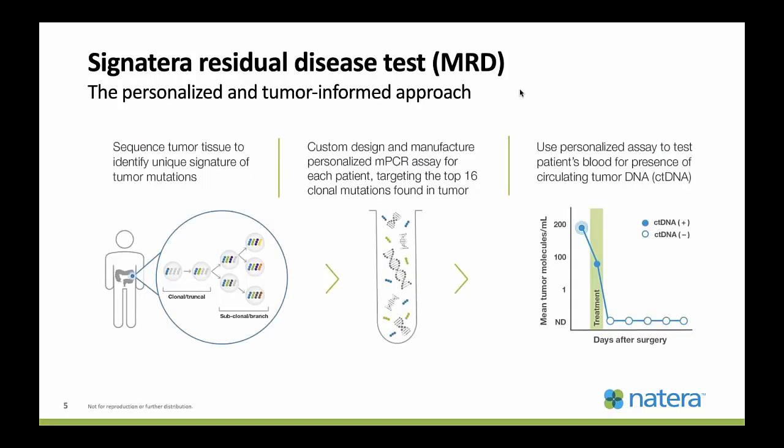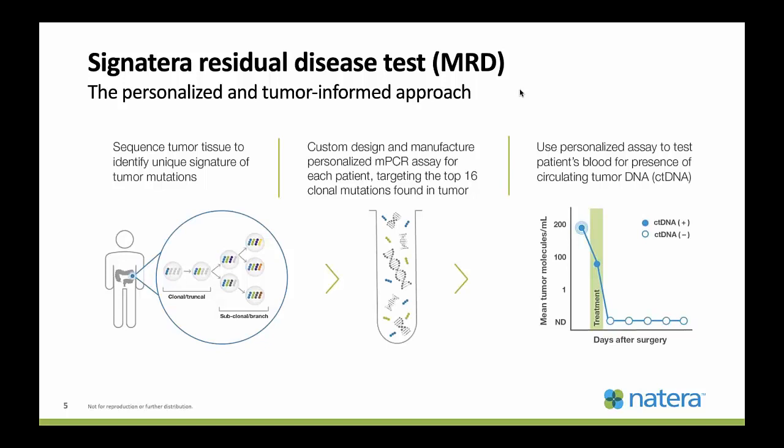In order to achieve this unique, personalized, and tumor-informed approach with Signatera, a sample of the patient's tumor tissue is required in the initial setup along with the patient's blood sample. This approach differentiates Signatera from other liquid biopsy tests that have a tumor-naive or tumor-non-informed approach and don't take into account the genomic profile of the patient's tumor.